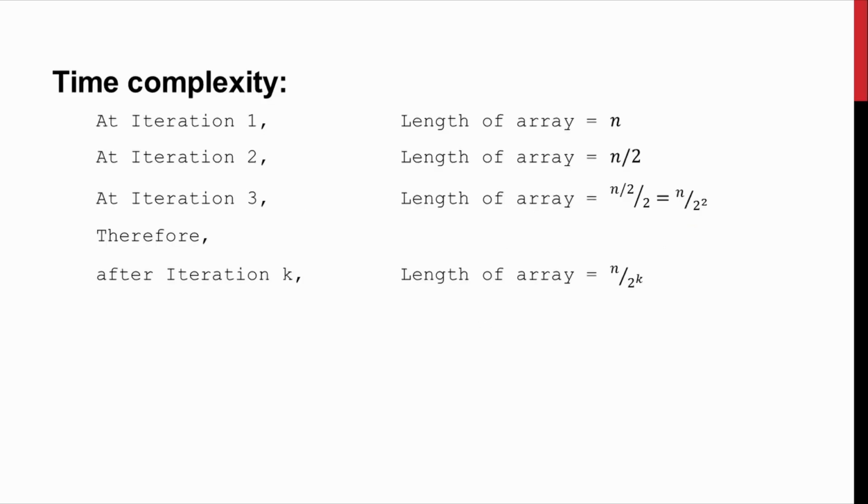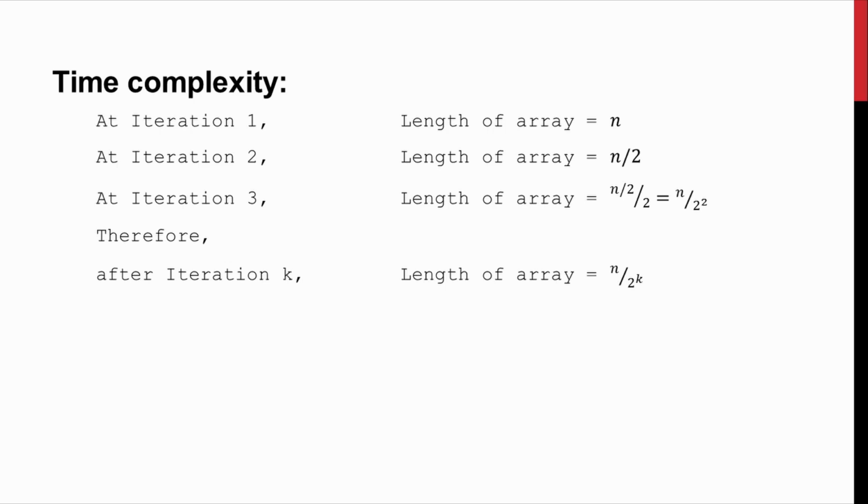Time complexity for binary search. Let's say the iterations in binary search terminate after k iterations. At each iteration, the array is divided by half. Let's say the length of the array at the start is n. At iteration 1, the length of the array is n. At iteration 2, the length of the array is n by 2. At iteration 3, the length is n by 2 divided by 2, that means n divided by 2 raised to the power 2, that is n by 4.